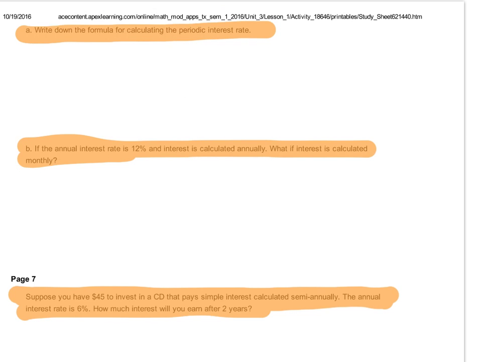Write down the formula for calculating a periodic interest rate. It's something very important that I want you to keep in mind. Let's change this to make it a little bit bigger. Okay, so when given an annual rate, that means yearly, when given an annual rate but the period is not a year.